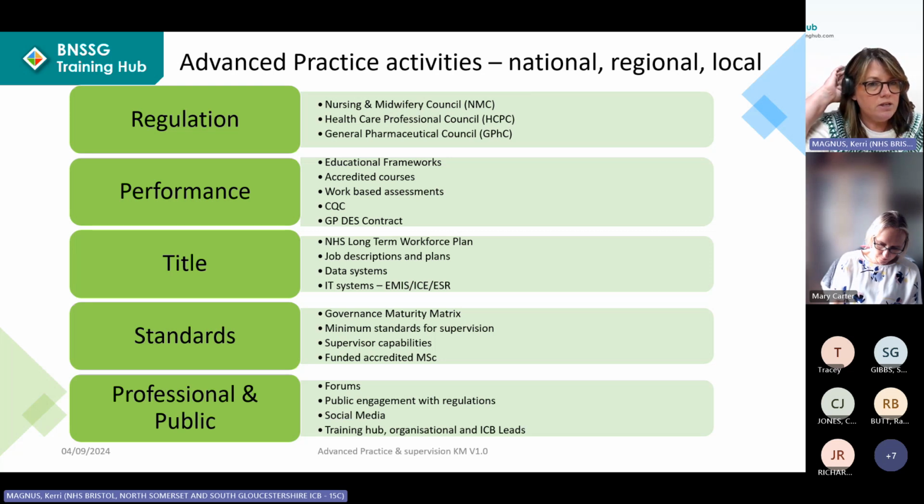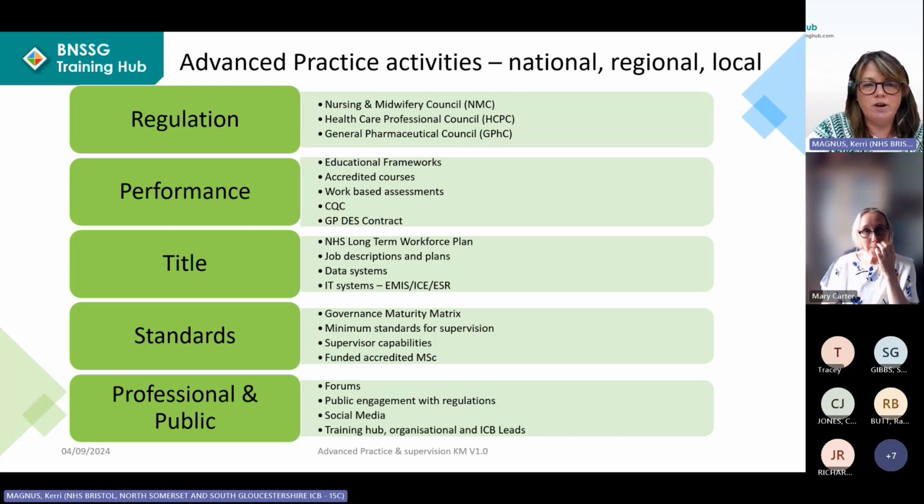Just to raise awareness of what's happening with those five key areas, we talked about the NMC and regulatory frameworks, the educational frameworks and accredited courses, and the DES contract. There has been a lot of talk on the National Long-Term Workforce Plan, and advanced practitioners are definitely in there. So they're here to stay, and all this work is going places. Nothing's going to change. It's only going to move forwards.